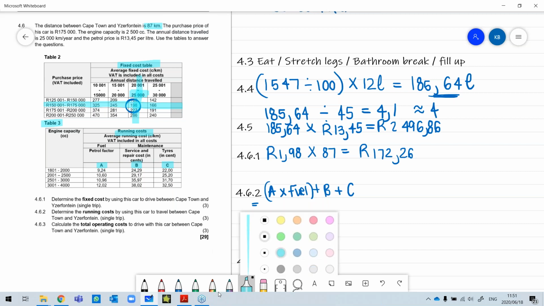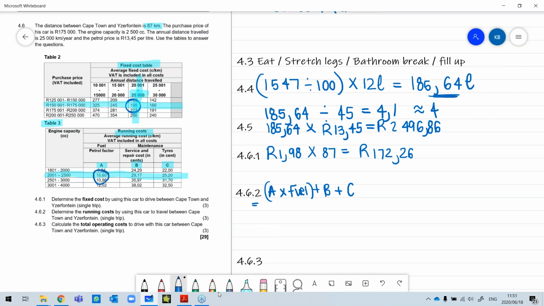So first of all, let's quickly determine what A, B, and C values we are going to make use of. Our car has an engine capacity of 2,500 cc's. Therefore, the three values we are going to use are 10.60, 29.17, and 25.20. Now let's substitute that in. 10.60 multiplied by the price of fuel per liter, which is 13.45, plus B, which is 29.17, plus C, which is 25.20.